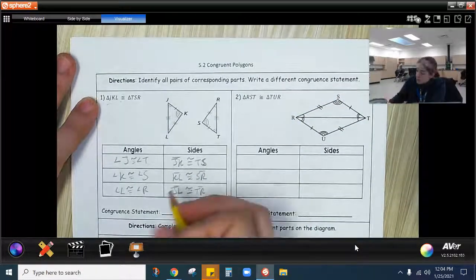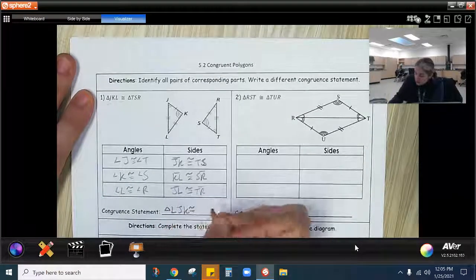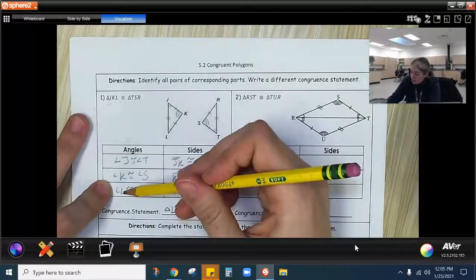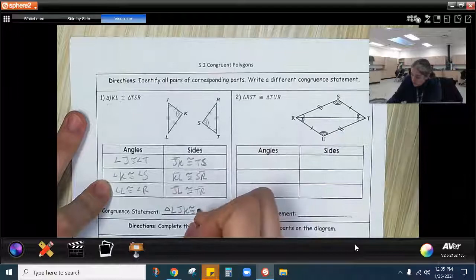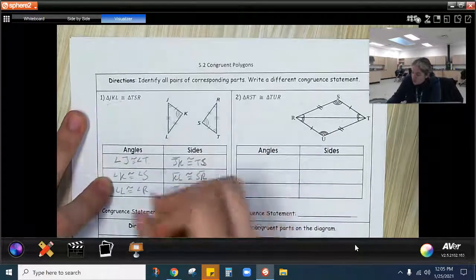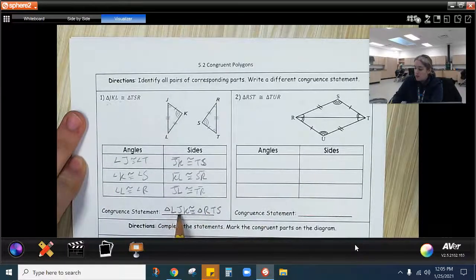So for a different congruency statement, I'm going to go with LJK. All right. So L corresponds with R, J corresponds with T, and then K corresponds with S. So triangle LJK is congruent to triangle RTS. Order matters. All right. Order matters.